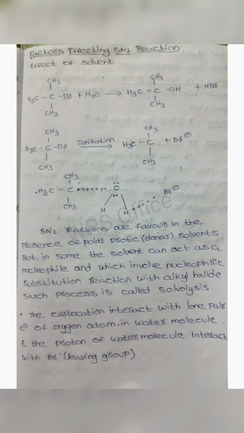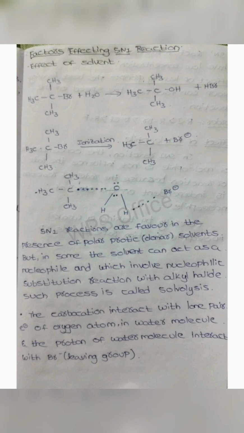And the next one is the factors. What are the factors affecting the SN1 reaction? The first one is the effect of solvent, which can be seen in the reaction given below. Coming to the explanation, SN1 reactions are favored in the presence of polar protic solvents. That means the SN1 reaction can be facilitated easily in the presence of polar protic solvents.